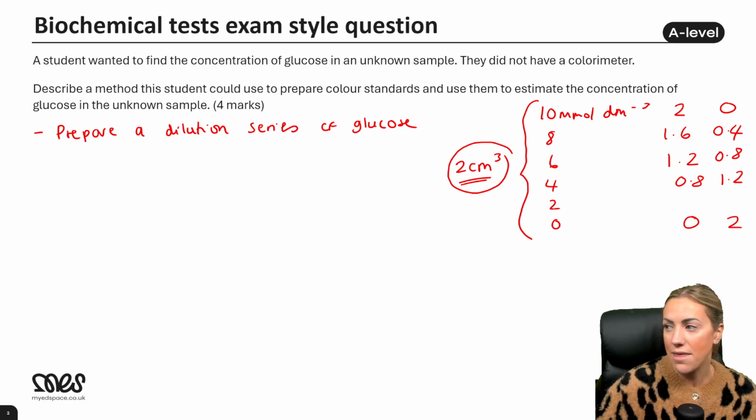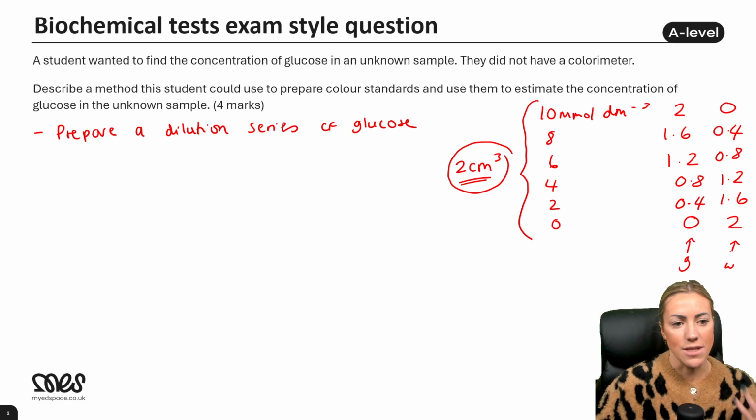So when I look at that, I think, right, I want 20% of my final volume to be glucose and the other 80% to be water. Or I want 2 parts of my final volume to be glucose and the other 8 parts to be water. So I'd need to have 0.4 glucose solution and 1.6 water. So I could use these volumes of glucose solution and these volumes of water to make my dilution series.